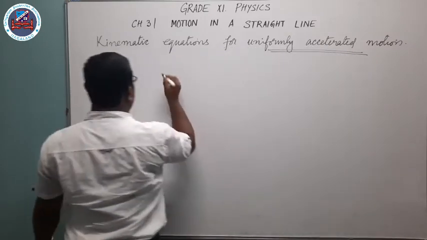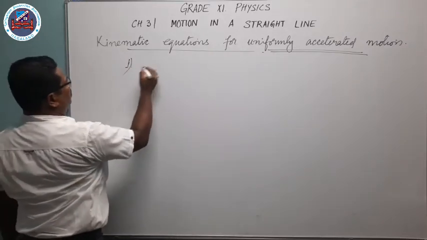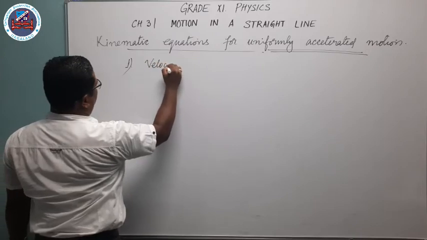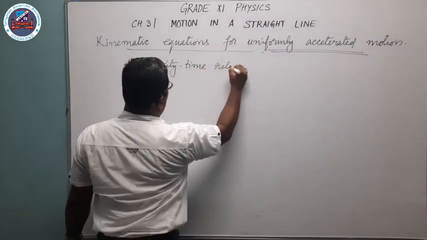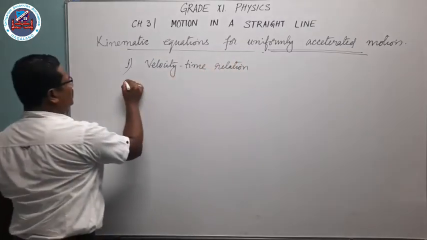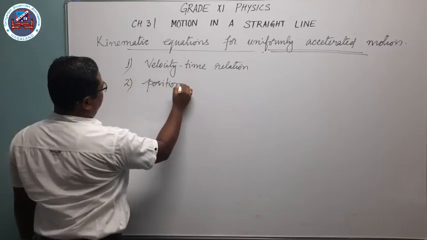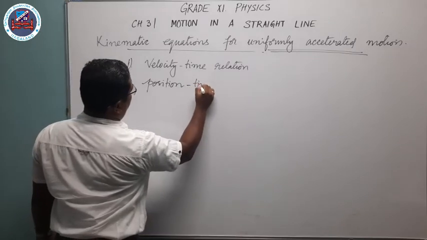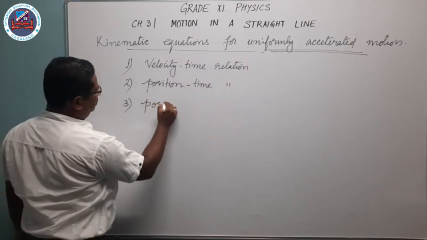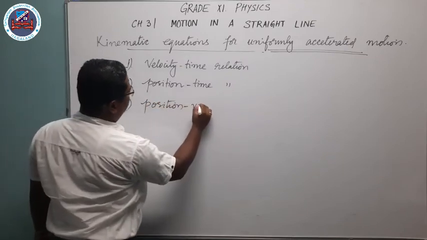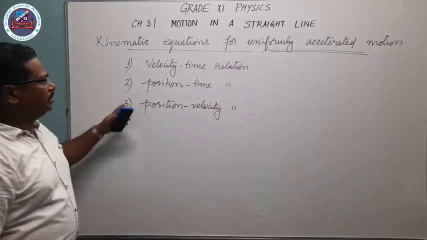There are three kinematic equations for uniformly accelerated motion. The first one we call the velocity time relation. The second one is your position time relation, and the third one is your position velocity relation. These three equations of motion.